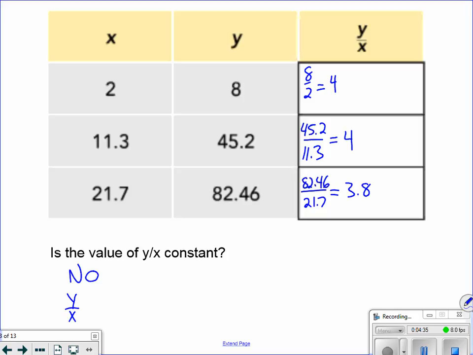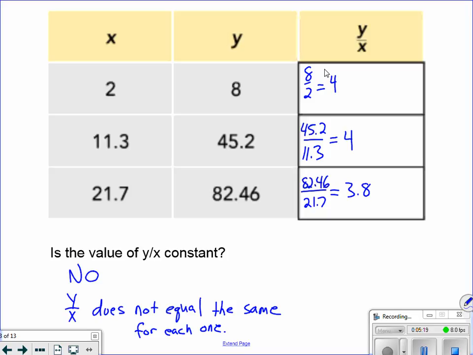So Y over X does not equal the same for each one. Okay, and as soon as you find one that's different, that's all you need. As soon as one doesn't work, is different from the other ones, then it's not proportional. That's all you have to do.